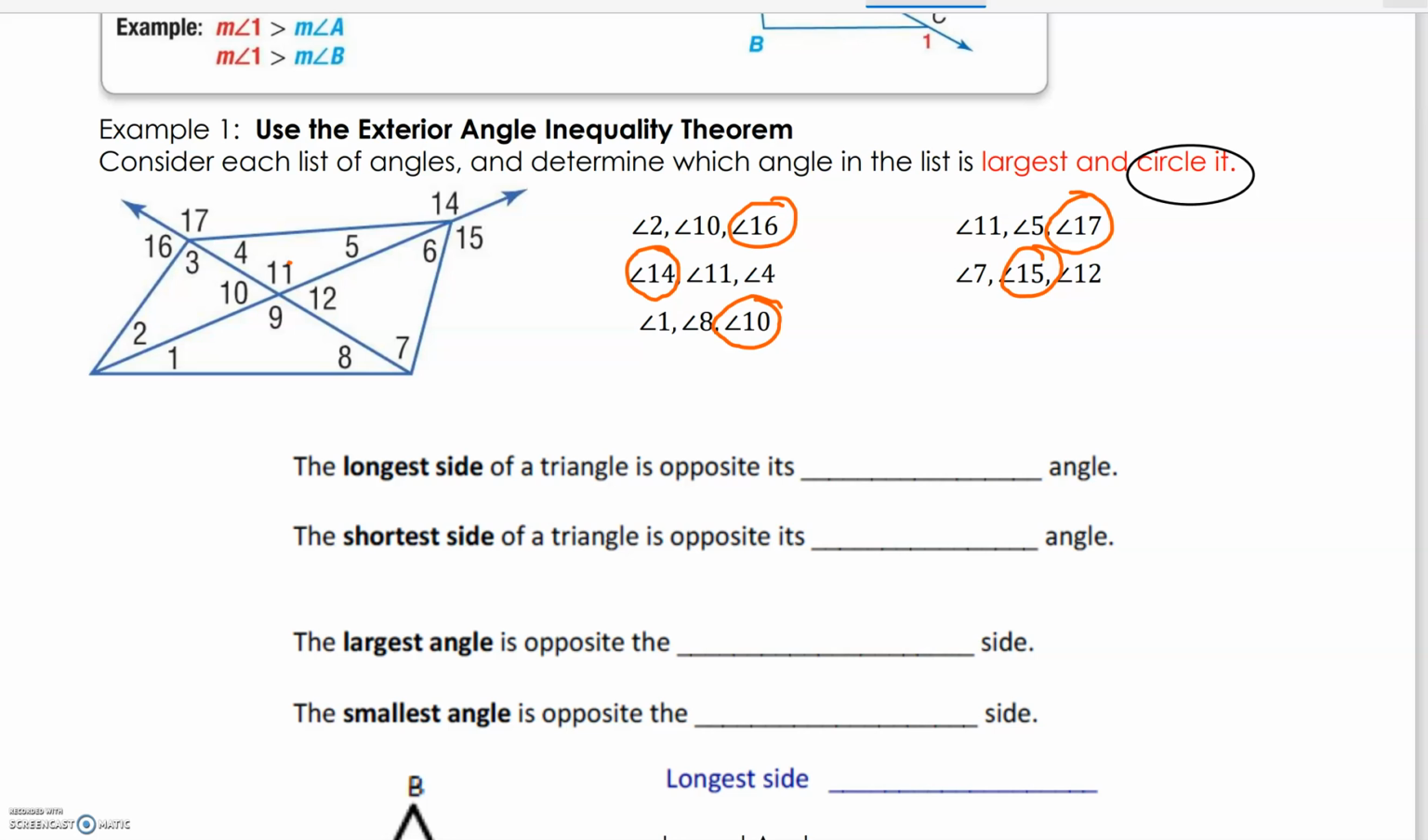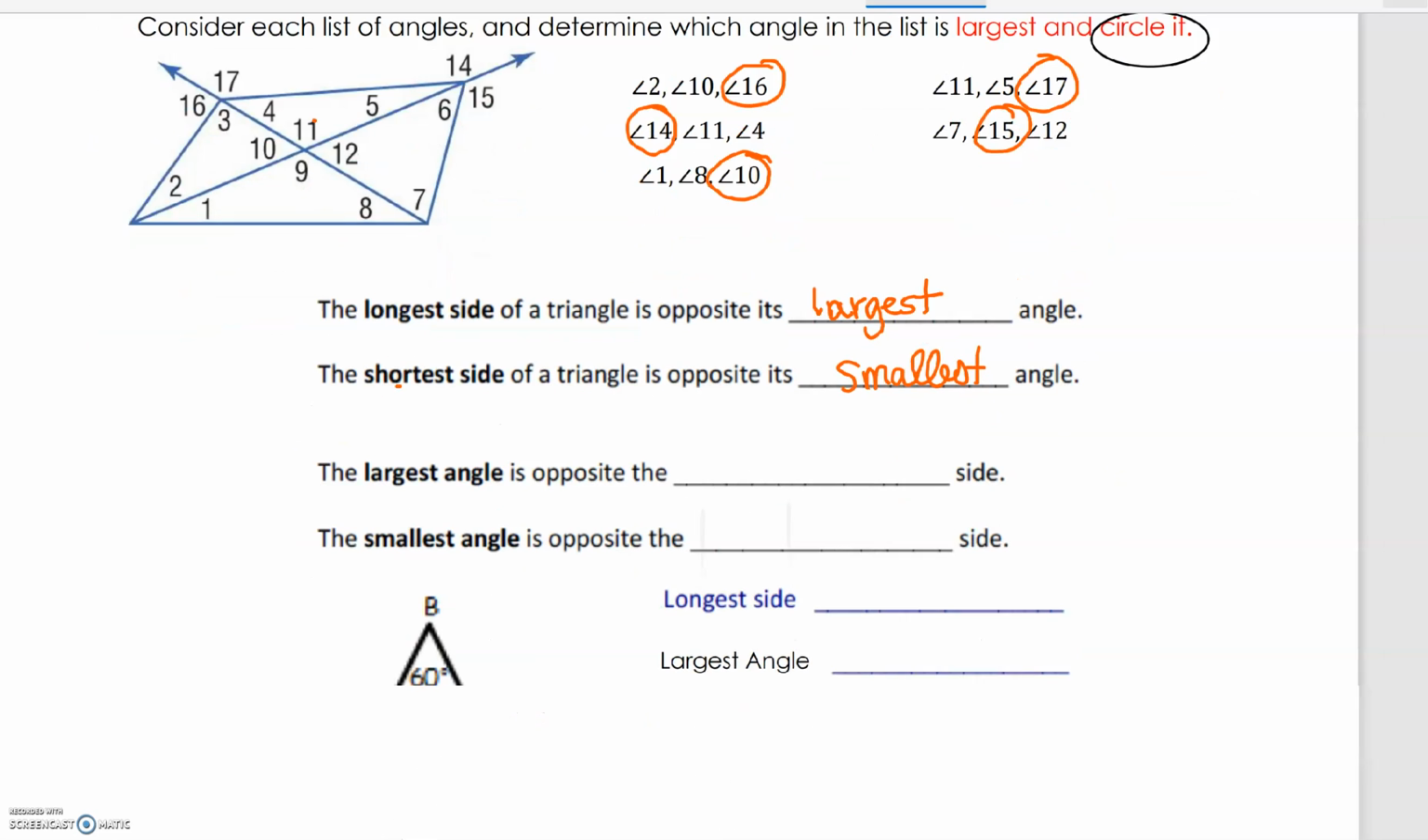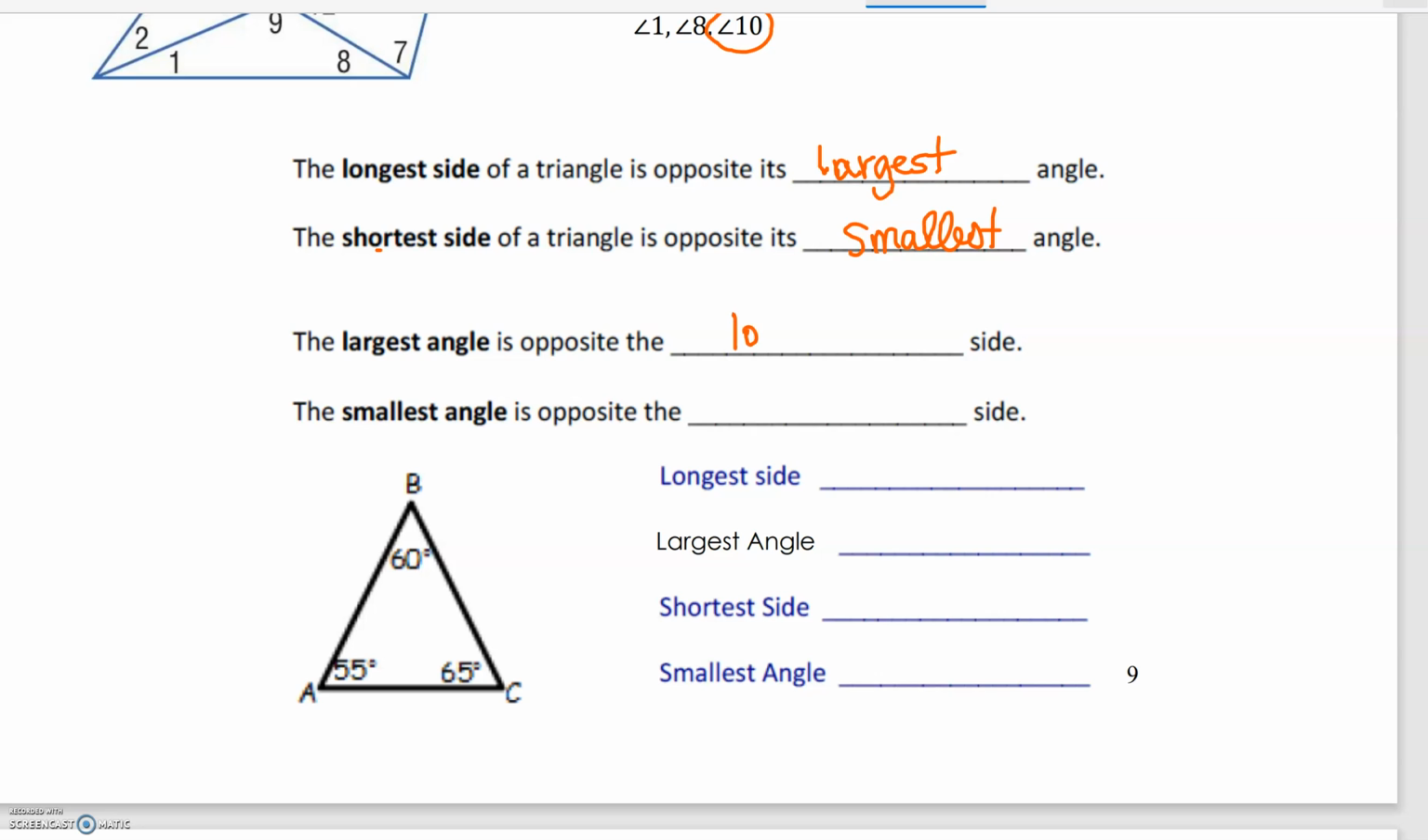So the longest side of the triangle is opposite its largest angle. The shortest side of the triangle is always opposite the smallest angle. The largest angle is opposite the longest side. The smallest angle is opposite the shortest side.